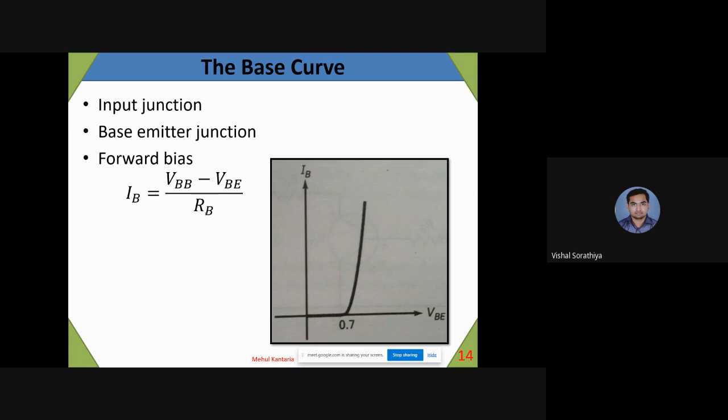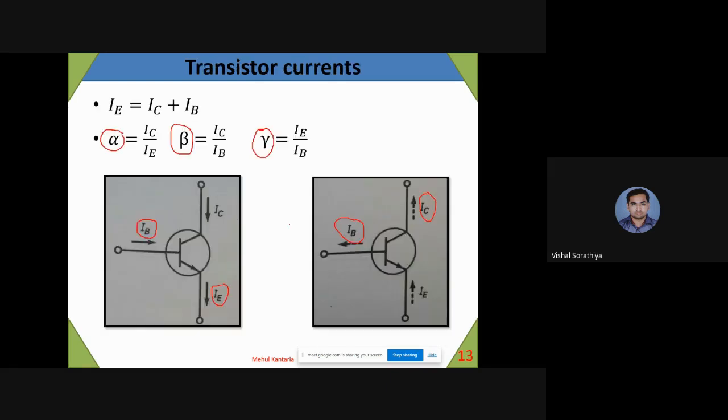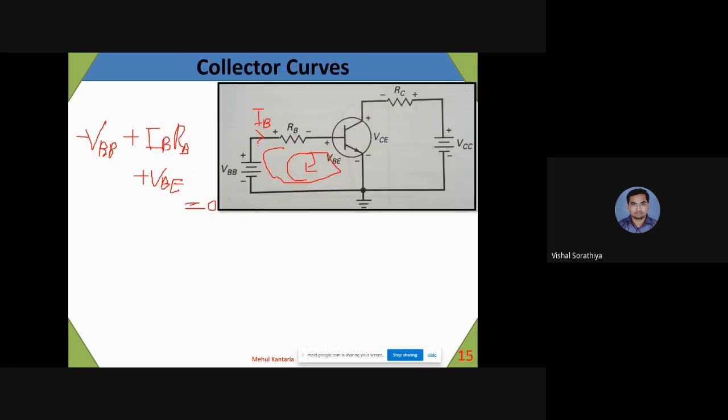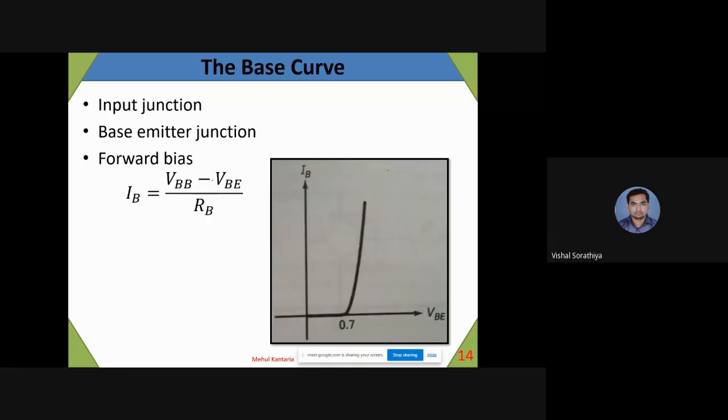Okay. So we can say in the input side, in the input junction side, if you want to identify the response of the current which flows through this base terminal, it depends upon what power supply you have applied, the amount of voltage drop on your base emitter junction, and the resistor that you have applied. If you know these three quantities, then you can find out what the IB current is.